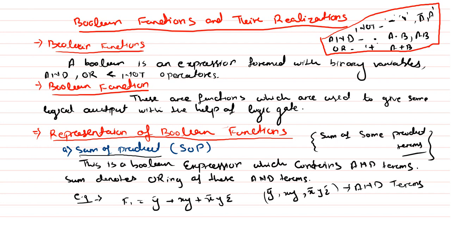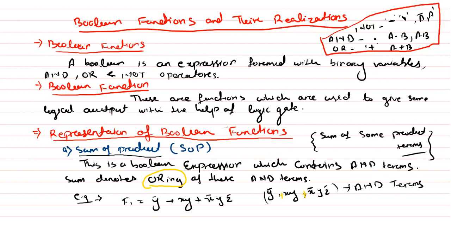Here it is written that sum denotes ORing. ORing means we are making an OR operation on these AND terms, which means we are putting a plus symbol between them. So we are adding these terms to make it a sum of product notation. The second representation is product of sum.